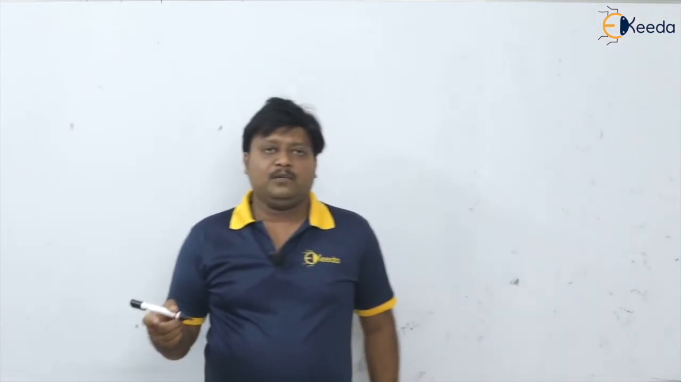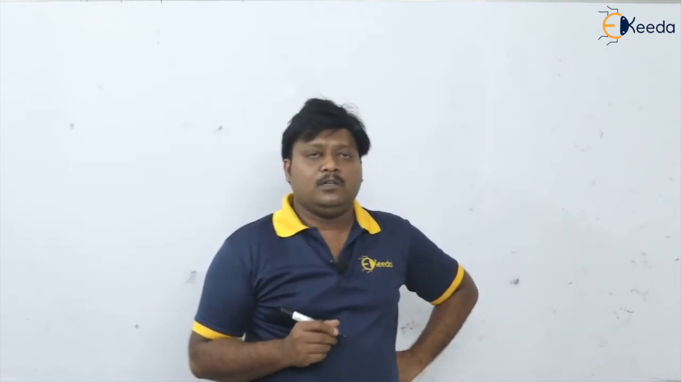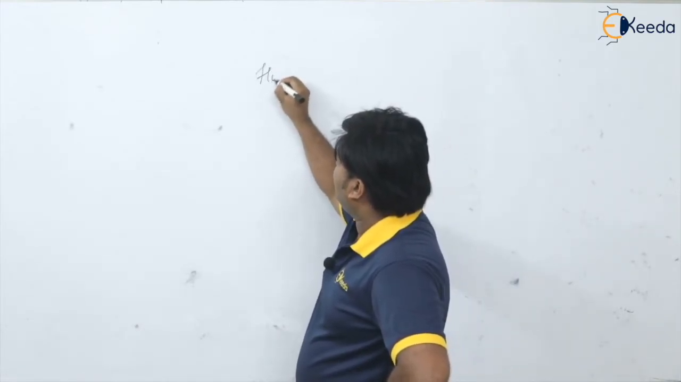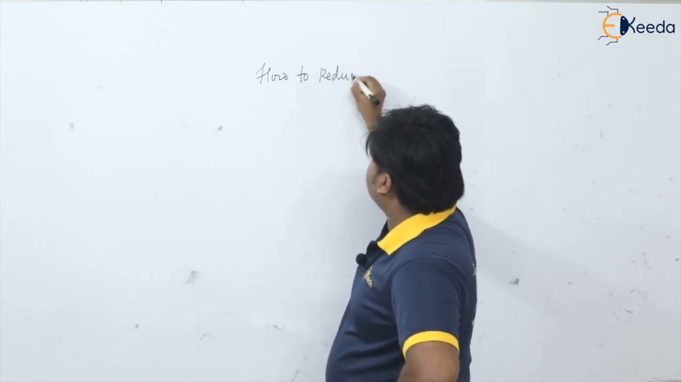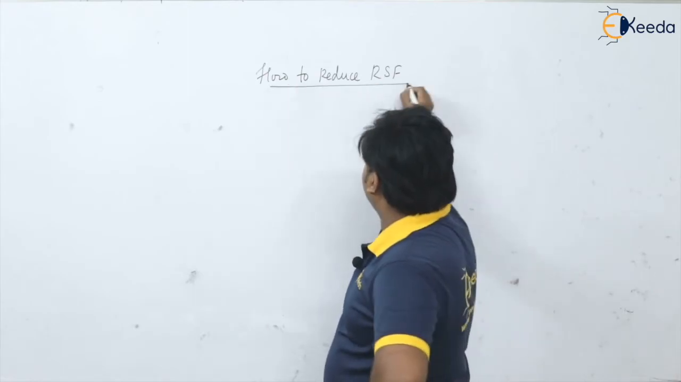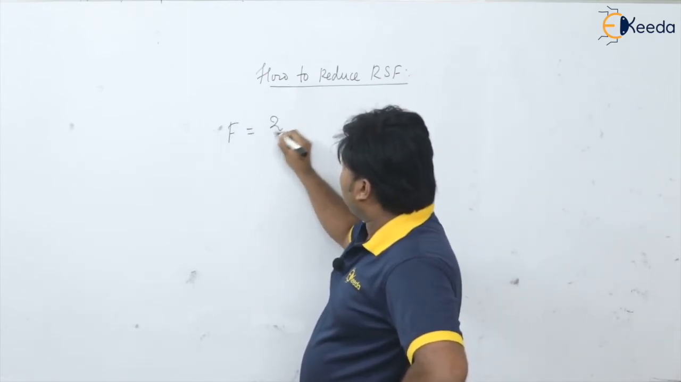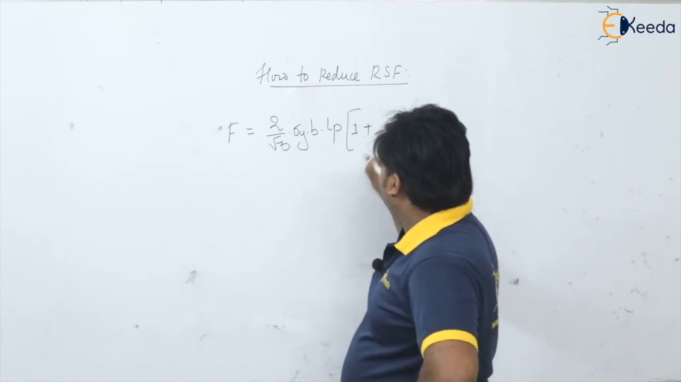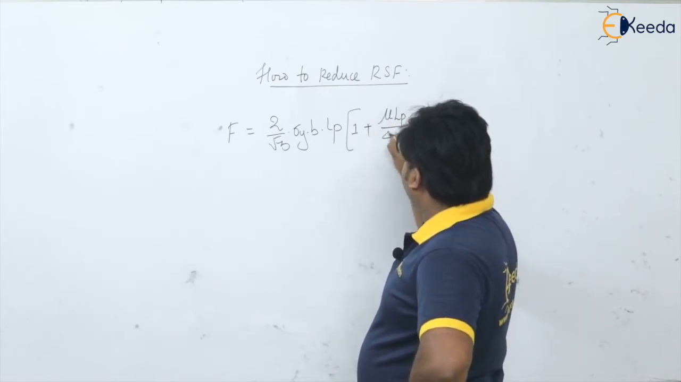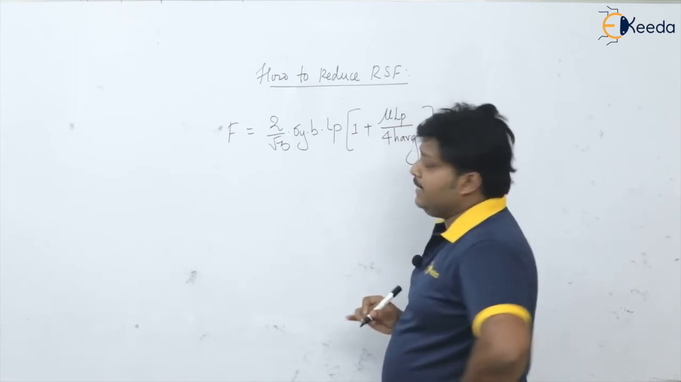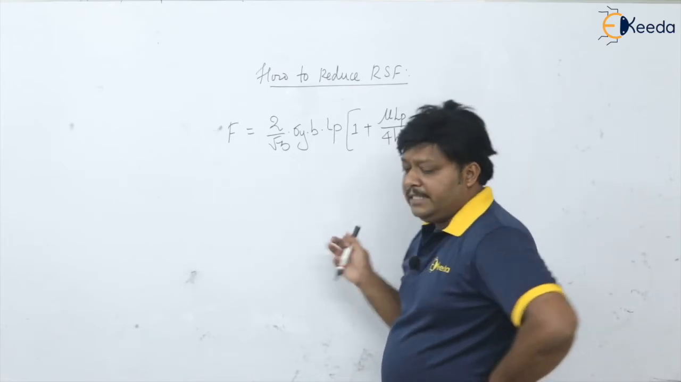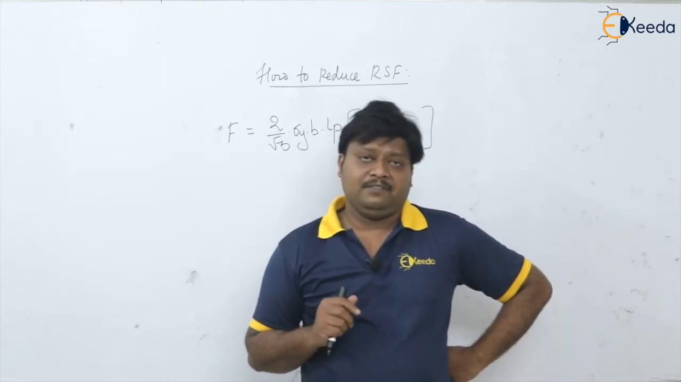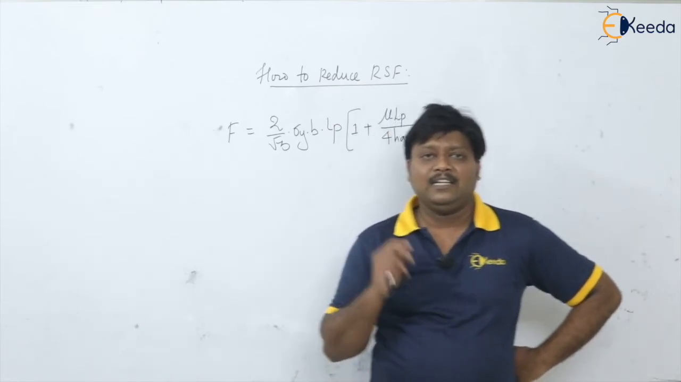So students, before going into that power calculation question, let us see how we can reduce the roll separating force, or simply the force in the rolling operation. What is the formula? F is equal to 2 by root 3 into sigma y into B times LP into 1 plus mu times LP divided by 4H average. Okay, so this is the formula. Many times this is asked in the exam, how to minimize the RSF, that is roll separating force in the rolling operation. And this is a one-liner question for 2 marks.